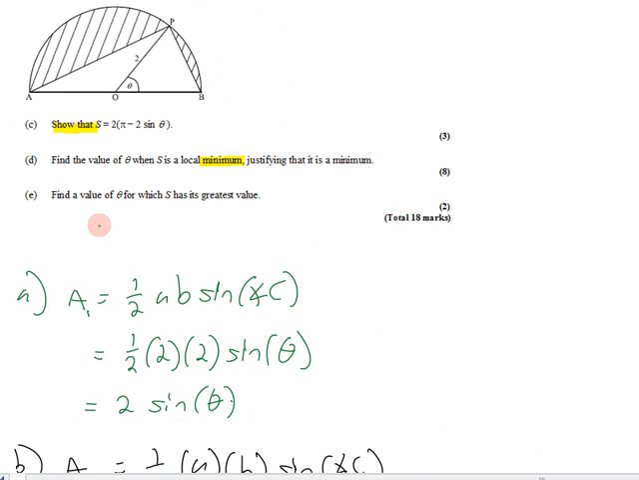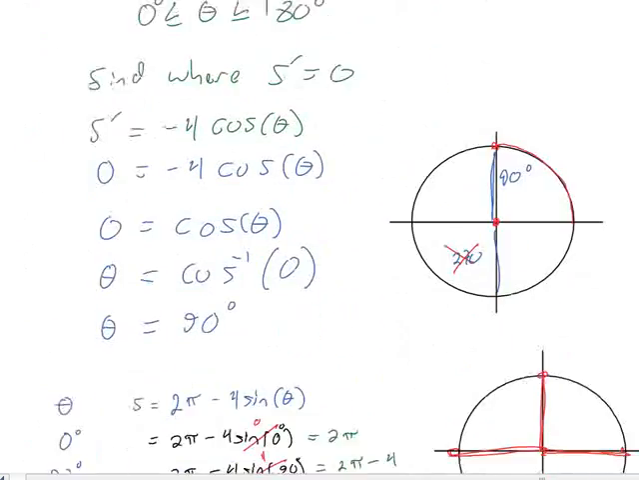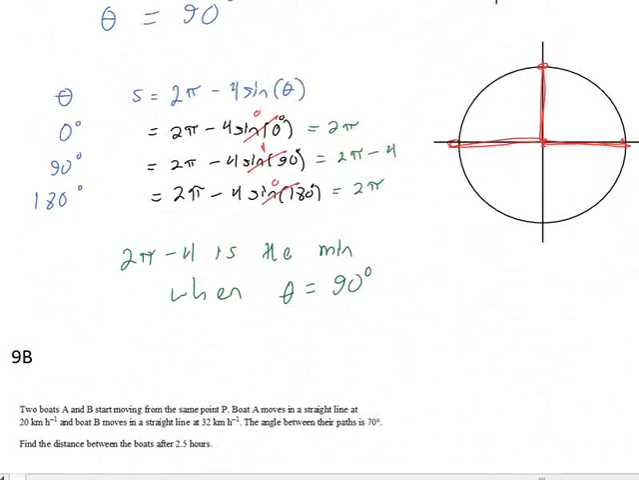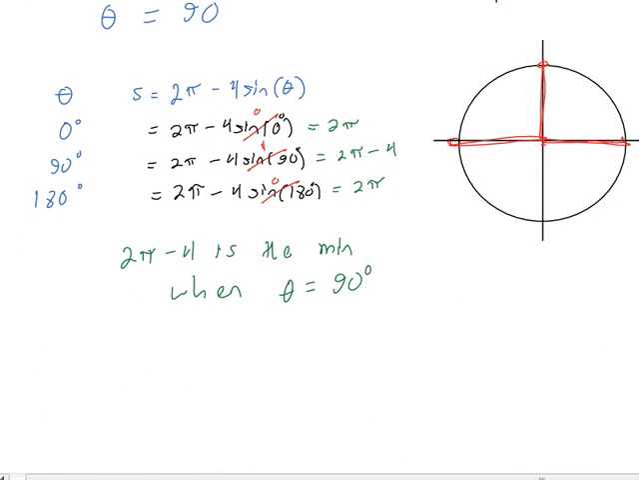The final thing we'll do is find a value for theta for which S has its greatest value. Now the nice thing is that the way you find a maximum is the same as the way you find a minimum. To find a maximum, you look at the endpoints of the function and you look at where the derivative is equal to 0. And we've done all of that already.